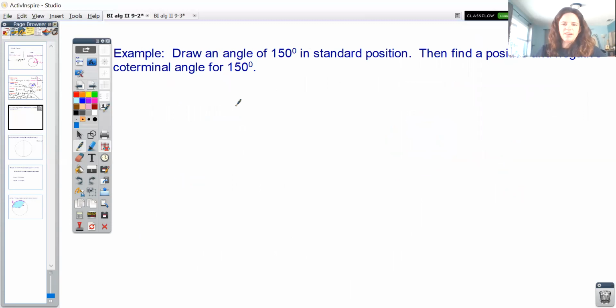So let's do some examples. Draw an angle of 150 degrees in standard position and then find a positive and negative coterminal angle. Go ahead and try this on your own. So pause the video and then we'll go over it in 3, 2, 1.